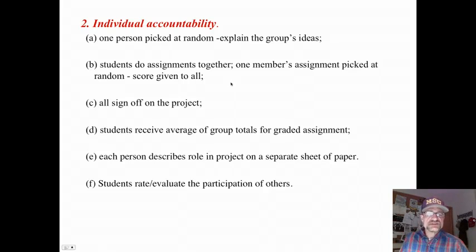And again, I back off on this a little bit because cooperative learning is a learning activity, not necessarily a measuring activity. Have all students sign off on the project. Average for total, yeah. Each person describes their role on a separate sheet of paper. Yeah, that one works good. And have each student rate or evaluate the participation of others. As you see, if grading has to be done, if you have to measure and quantify everything, I like to quantify their participation. There are other ways to grade. You don't have to grade everything that goes on in your classroom, for goodness sakes.